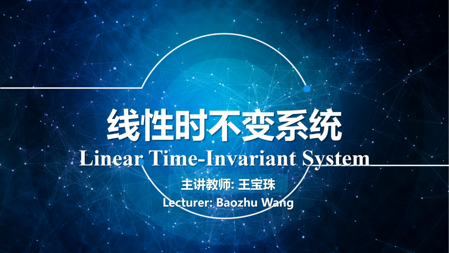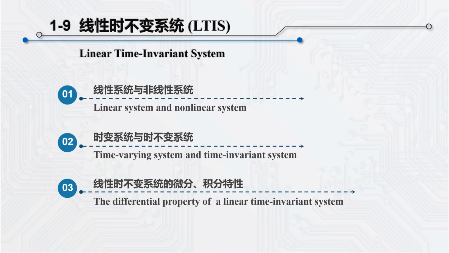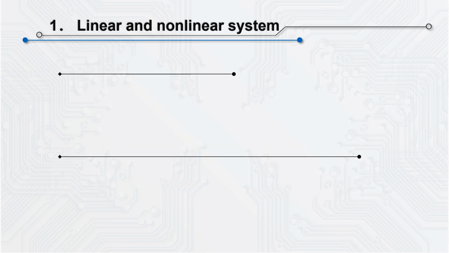Hello everyone! Today we will continue to study the Basic Knowledge module. In this lesson, we will learn linear time invariant system. There are 3 points: the definition, the identification method, and the main properties of linear time invariant system.